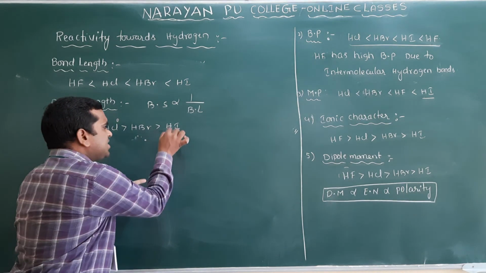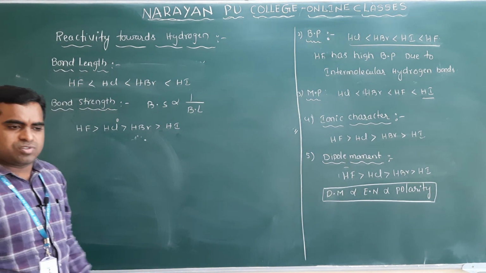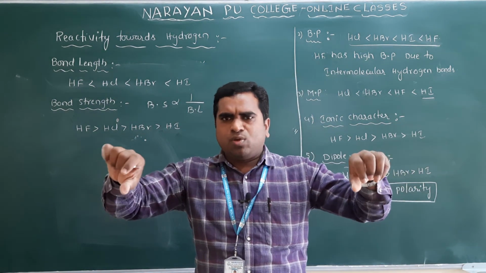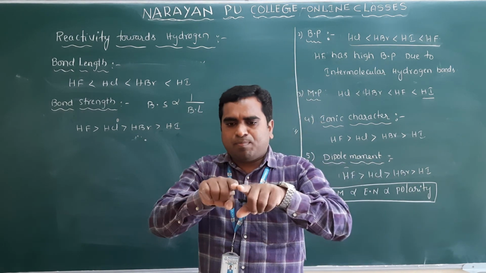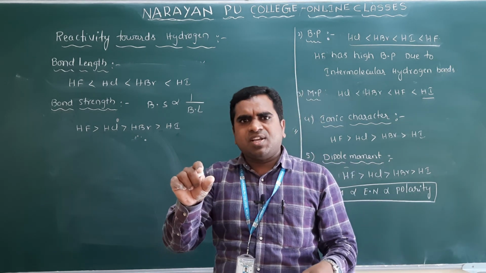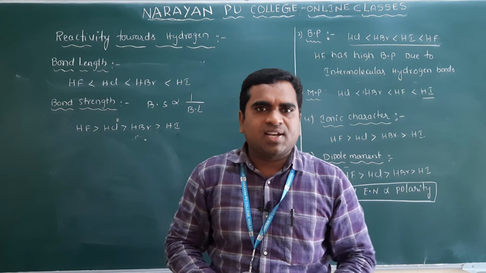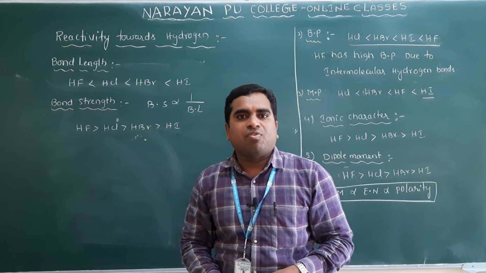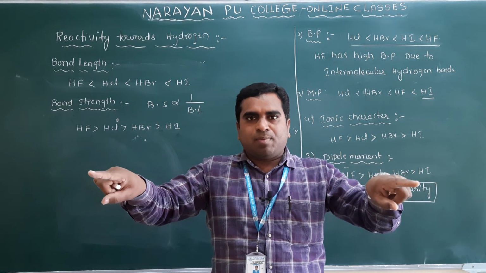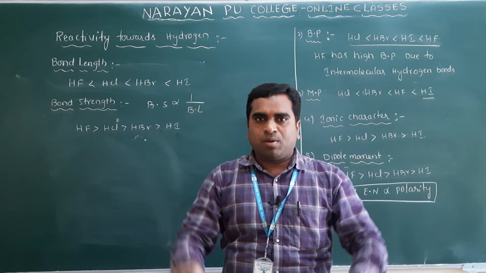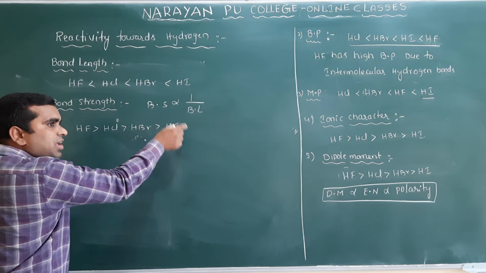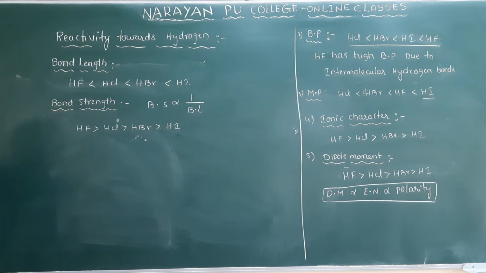Why? Because bond length is long here, so the bond breaks easily. Just take a simple example. Take one long stick, clear? You can easily break that stick. If the length of the stick is more, then we can break it easily. And take the same stick with small length. Can we break it easily? No. We have to supply a lot of energy to break that. So if bond length is more, that bond can be easily broken. So here bond length is more, so the bond strength will be very less. This is about the bond strength.